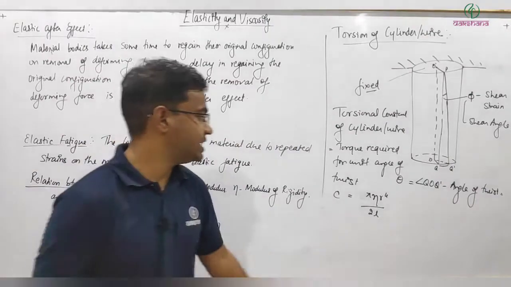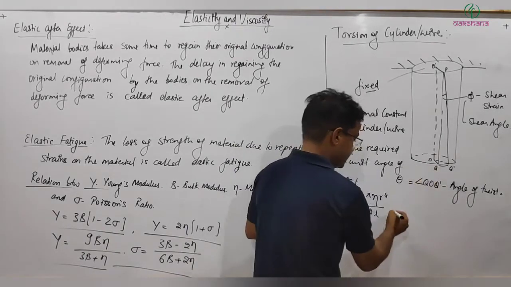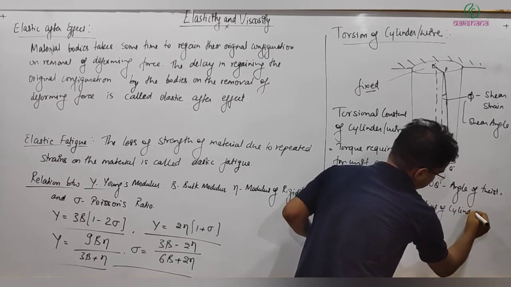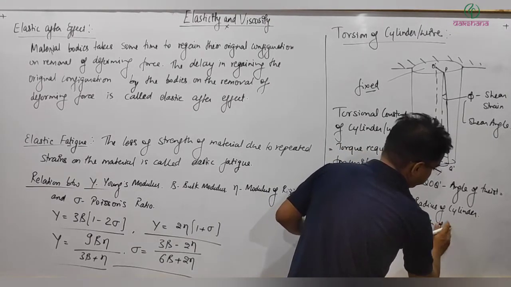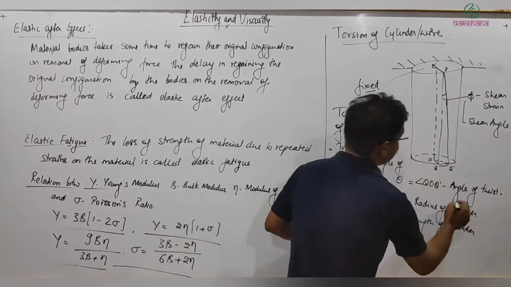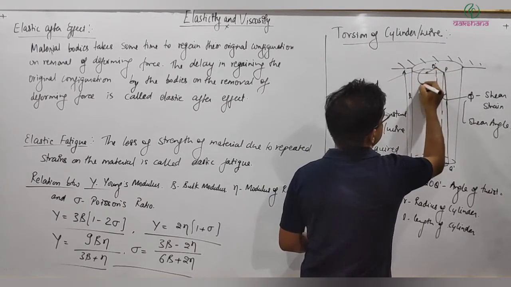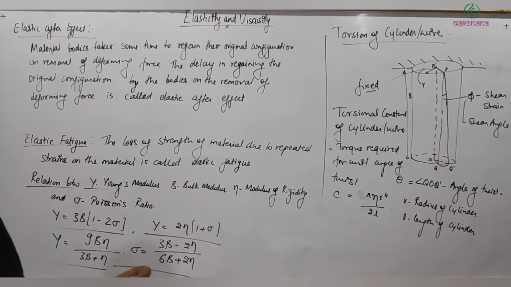Okay, so this depends on pi, just one constant, eta the modulus of rigidity, and r is the radius of the cylinder or wire, l is the length of the cylinder. This length is taken as L, and this radius is taken as small r. Eta is the modulus of rigidity of the cylinder, then C is also termed as the torsional constant of the cylinder or wire. It's related to eta, pi, and r raised to power 4 divided by 2l.